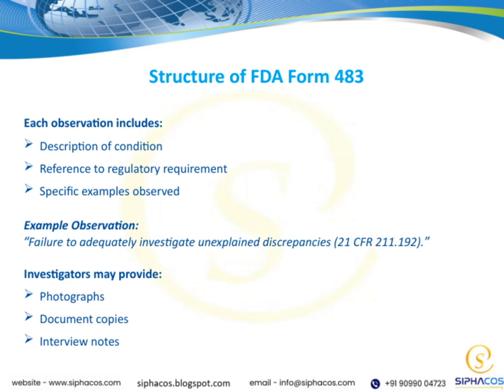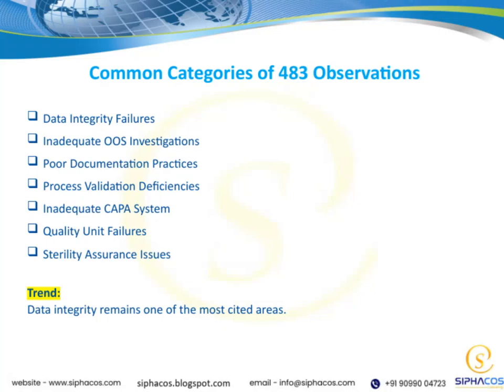So, when you're preparing your Form 483, remember that including these elements will make your observations clear, well-supported, and aligned with regulatory expectations. Now, let's take a closer look at some of the common categories of 483 observations we see. First, data integrity failures are quite prevalent. This highlights how critical it is to maintain accurate, complete, and reliable data throughout all processes. Then, we often encounter inadequate out-of-specification, or OOS, investigations, which can lead to unresolved issues and potentially compromised product quality.